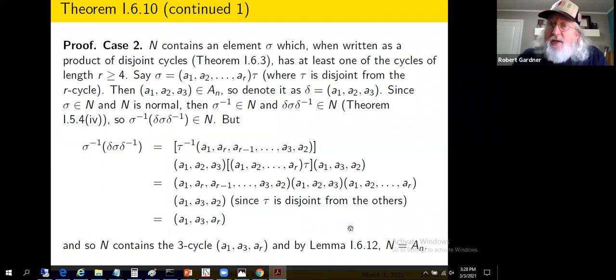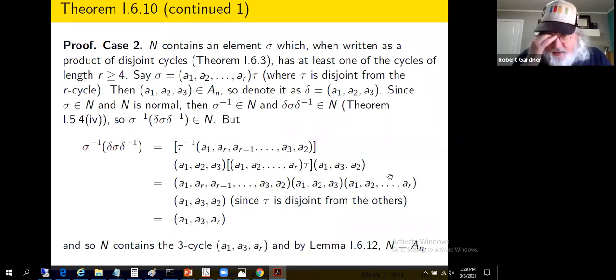And let's start taking some of those computations as given. So what we've shown is that N contains this 3-cycle, A1, A3, A sub r. R is not 1 or 3, is it? Remember, r was greater than or equal to 4, so there's where that's being used. So we've actually shown that this thing here is in N, this thing here equals this 3-cycle. There's a 3-cycle in capital N, but lemma 6.12 tells you if you have a normal subgroup of A sub N that contains a 3-cycle, then it must actually equal A sub N.